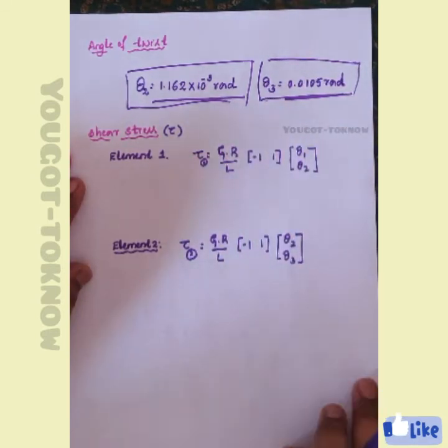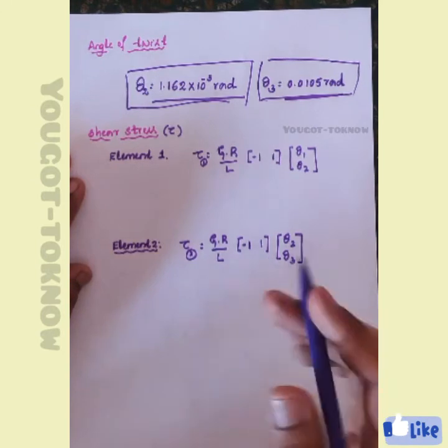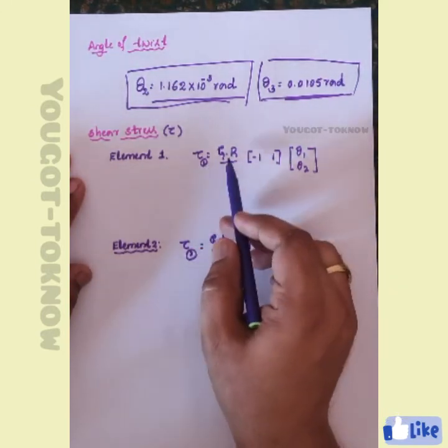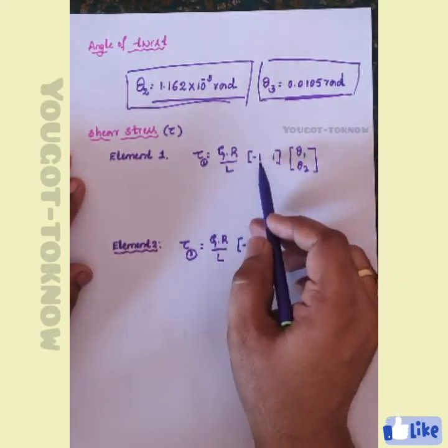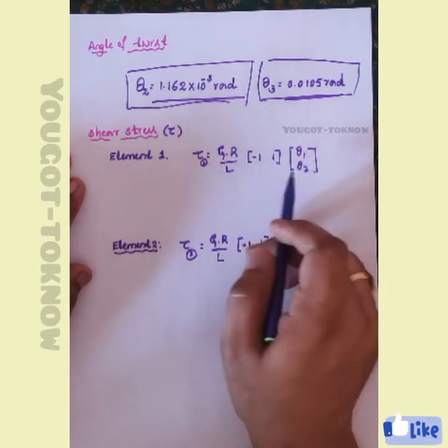What is the next thing you want to calculate? How to calculate shear stress? Because the problem says, determine shear stress and angle of twist. Now the angle of twist is calculated. How to calculate shear stress? To calculate shear stress, we have the relation G into R by L into minus 1 theta 1 plus 1 theta 2. This is the formula.